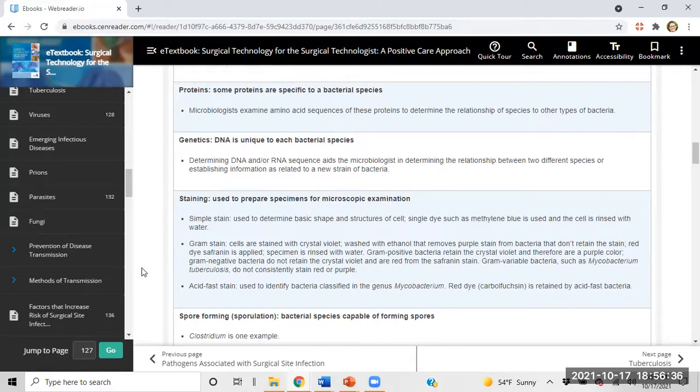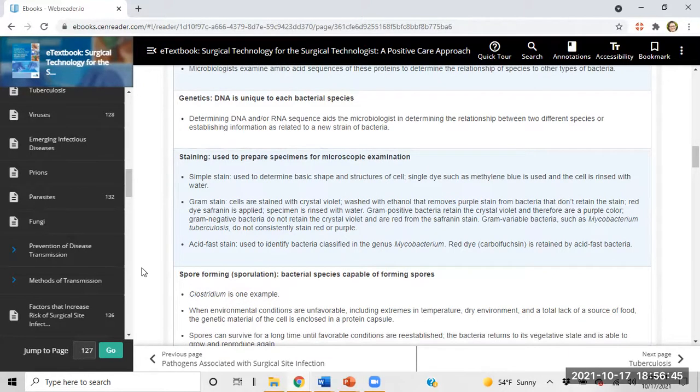Now, staining is a major way to see what type of bacteria we're looking at. A simple stain is just looking at the shape and the structure. The most common one is methylene blue, and then it's rinsed with water.